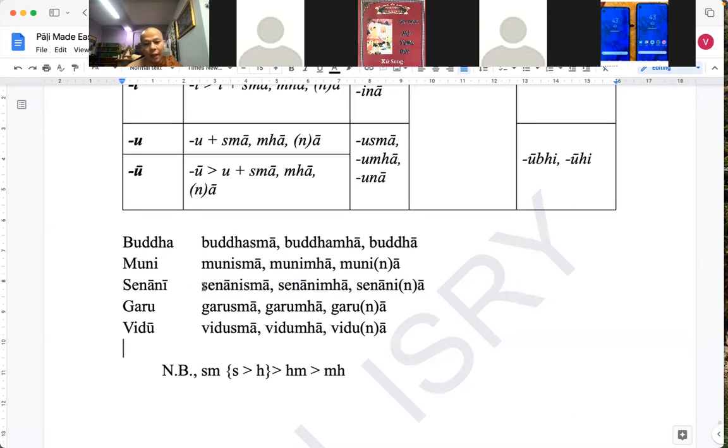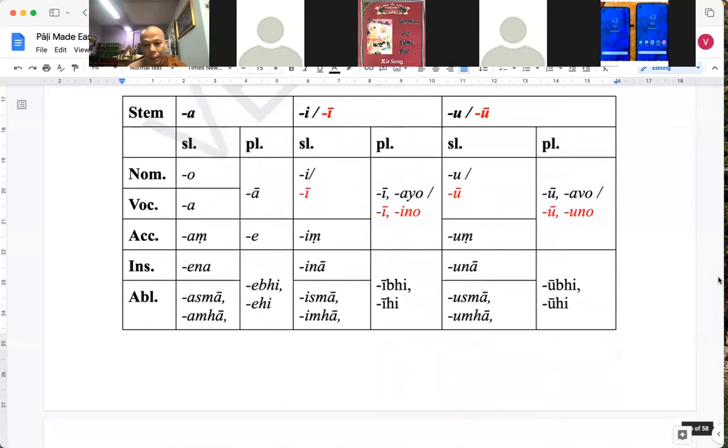So now senani sama, senani ma, senani na, and senani bi, senani hi. So garu sama, garu ma, garu na, garu hi, garu bi. And then we do sama, we do ma, we do na, we do hi, we do bi. Okay, so now from the nominative case, we learned the vocative case and the accusative case, now instrumental and ablative case. Among the eight cases, we have learned five cases. So all of them we can join in this way.